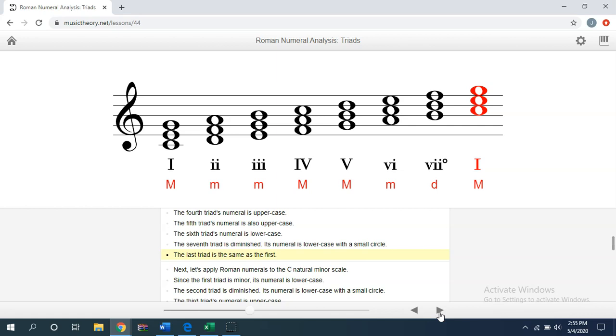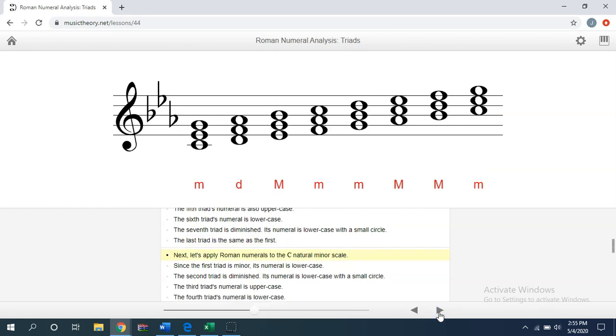This can apply to any key. I can take a B flat major key and write out the exact same thing in B flat, and it will look identical to this as far as the Roman numerals are concerned. It will always be major, minor, minor, major, major, minor, diminished, major. Every time, every major key, no matter what.